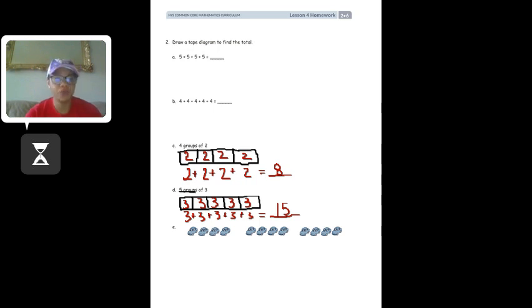So I have 5 groups, 5 equal squares in my tape diagram of 3. Good job. And we have a total of 15 in all. Now let's wrap up today's homework with letter E. So I'm going to grab my black pencil, and now we're going to create a tape diagram around these pictures.